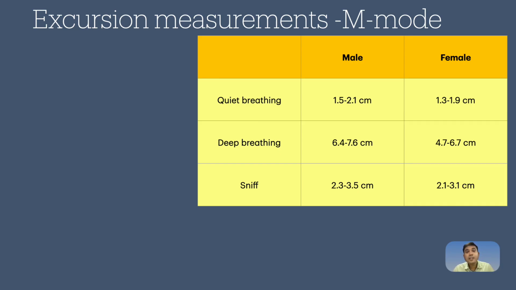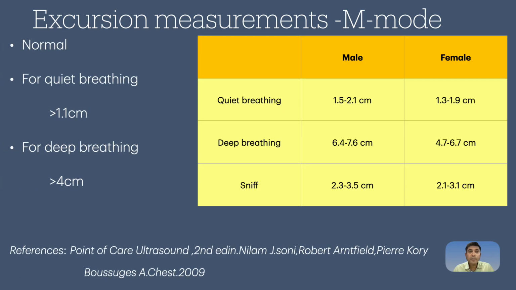So here is a chart. You can take a snapshot here for remembering. In normal quiet breathing, it should be more than 1.1 centimeter, and during deep breathing, it should be more than 4 centimeter. Any measurements less than 1.1 centimeter and less than 4 centimeter lead to diaphragmatic dysfunction.